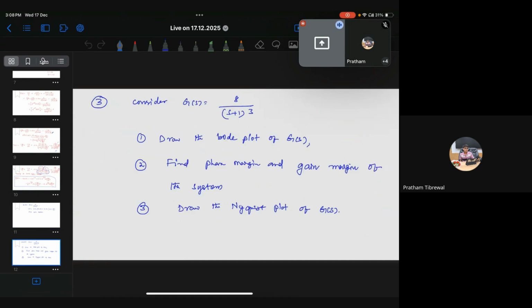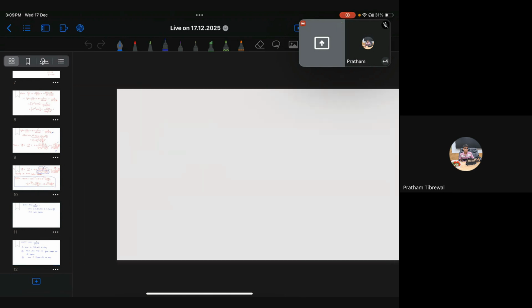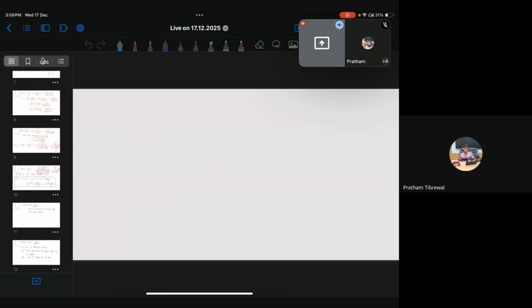So last question. We have a given transfer function. We need to draw the Bode plot, find the phase margin, gain margin, and also draw the Nyquist plot. So let's start with the first question. The given transfer function is g of s equal to 8 by s plus 1 whole cube. We have to draw the Bode plot first.